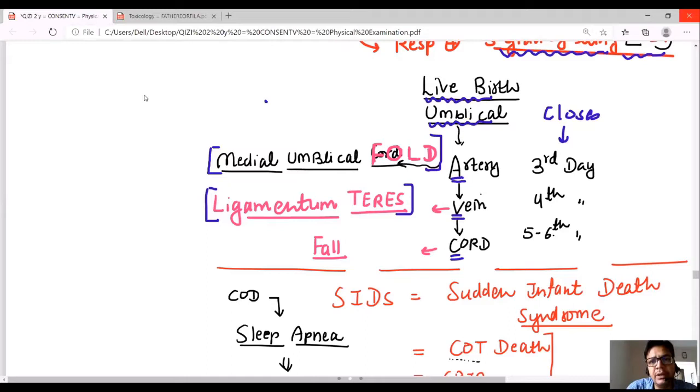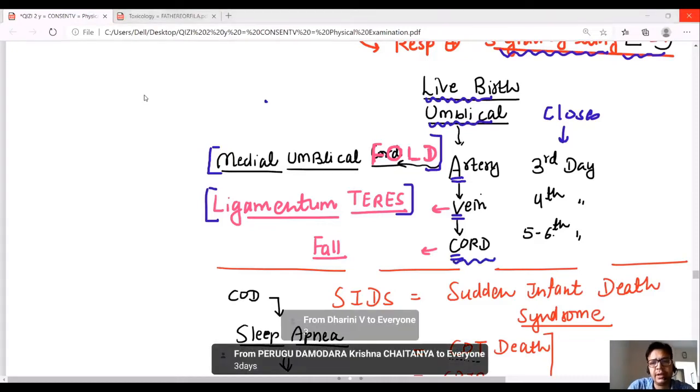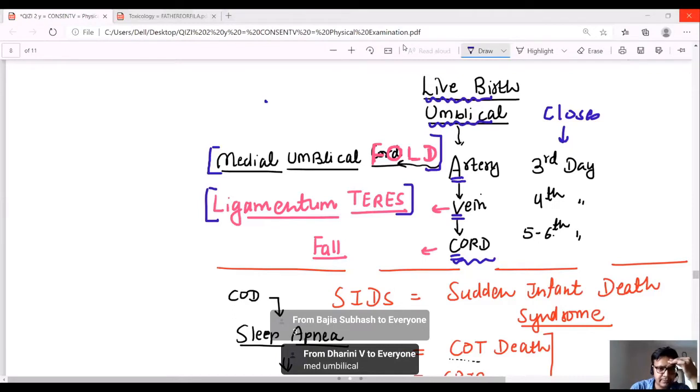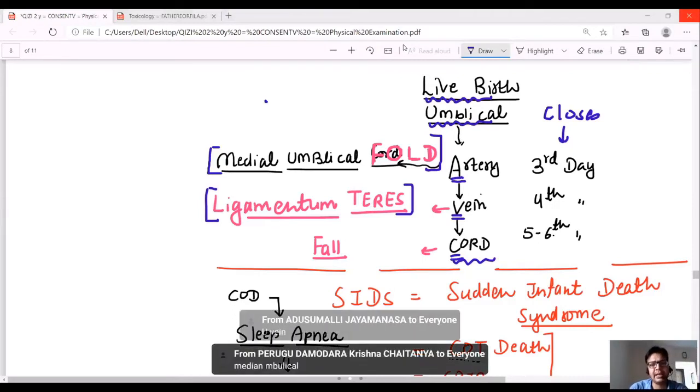Now question. Umbilical artery closes after how many days of birth? Okay, let me get your answer. 3rd day. Umbilical artery forms which ligament after birth? Medial umbilical fold or medial umbilical ligament. Umbilical vein forms which ligament?